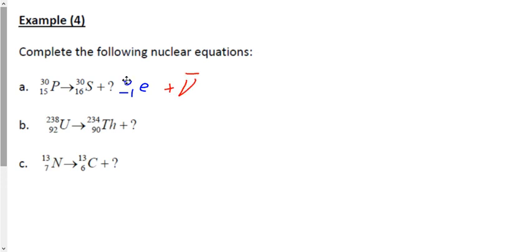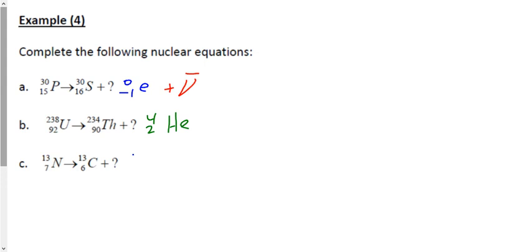Next one. 234 plus what is equal to 238? Oh, the math is hard now, isn't it? 4. 90 plus what is equal to 92? 2. What's that? It's an alpha particle, or we could call it a helium nucleus, either one. Same thing. Anything else produced there? Nope. That's it.